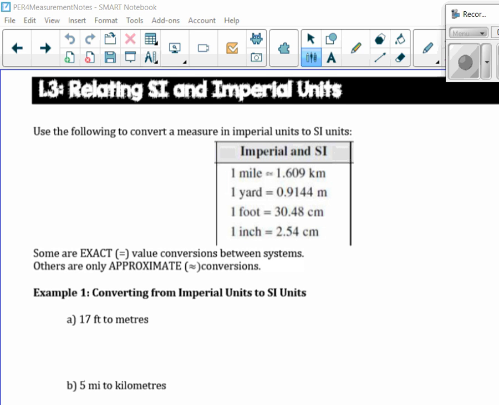All right, so now we're going to convert between imperial and metric. Just so you know, some of these are rounded numbers. The exact has the actual equal sign, and the approximate has the two wavy lines. That just means the ones with the approximate, your answers are rounded answers.